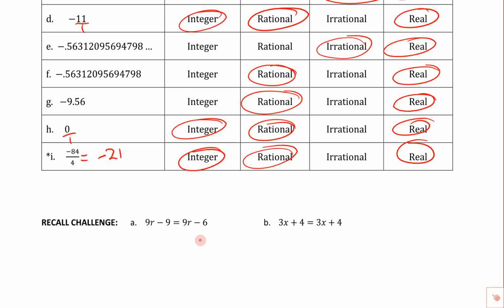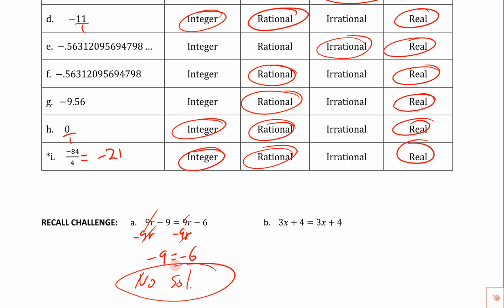So we've got a variable on both sides. I'm going to subtract 9r from here and 9r from there, and look what happens. Do you know what to write down for an answer on that? Negative 9 does not equal negative 6, so we would write no solution on that one.